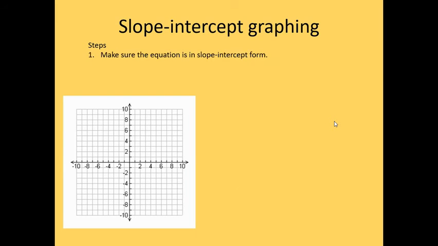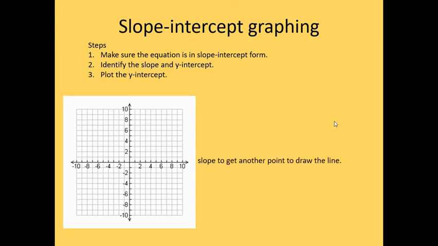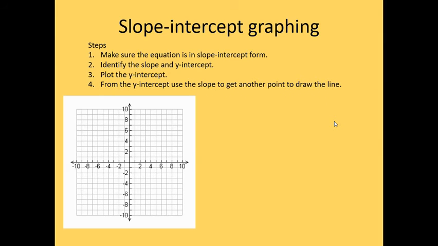However, there's another way to graph these without having to do a table. If your equation is in the slope-intercept form, you need to identify the slope and the y-intercept. We're going to then plot the y-intercept. And from the y-intercept, we'll use the slope to get another point to draw the line. So in this case, again, we're going to do the graph y equals 3x plus 2.